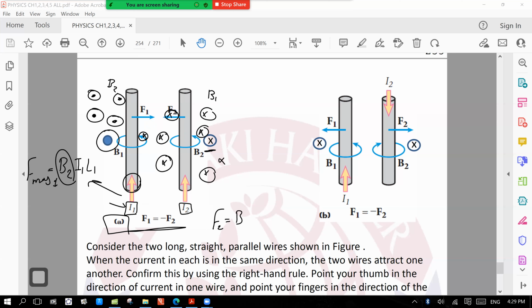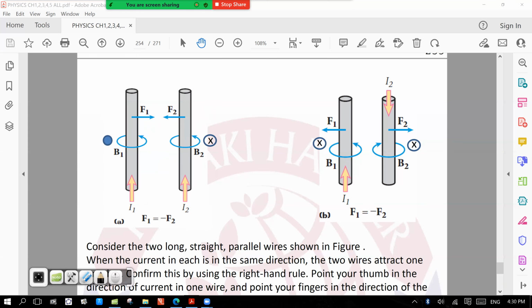by writing that formula, B, I, L. Because it's wire 2, the current is the second one, and of course the length of the second wire, but the magnetic field must be external, which is the first one. This is the way we're going to write down the direction and the magnitude of the force on the two current carrying conductors.